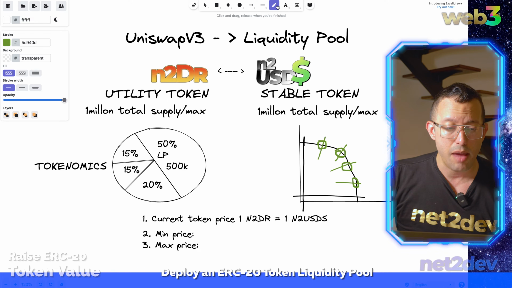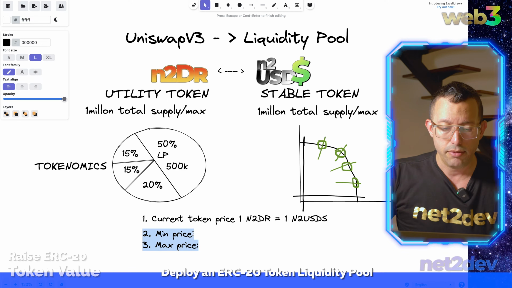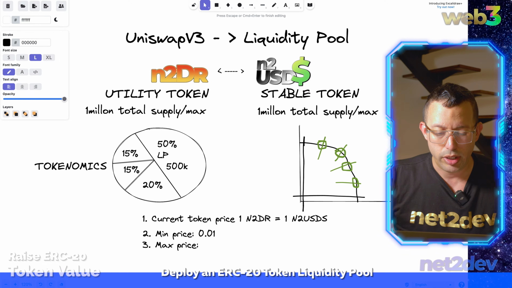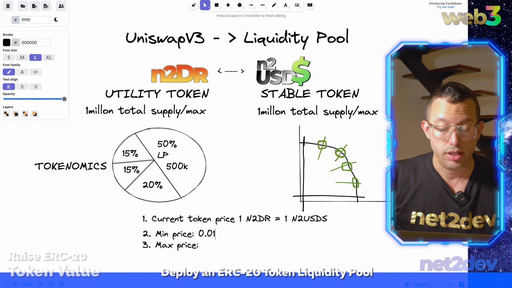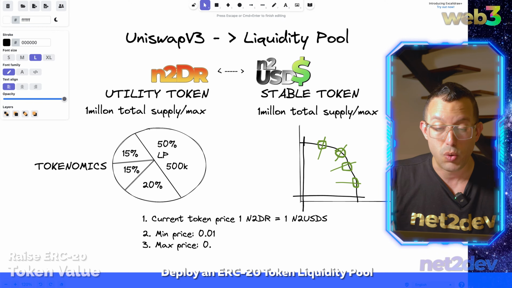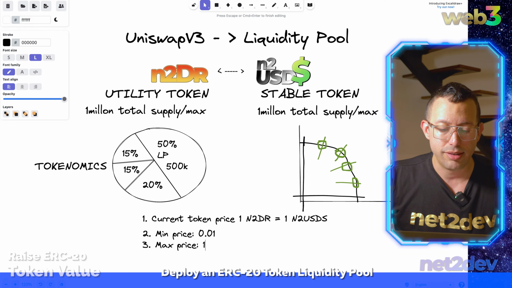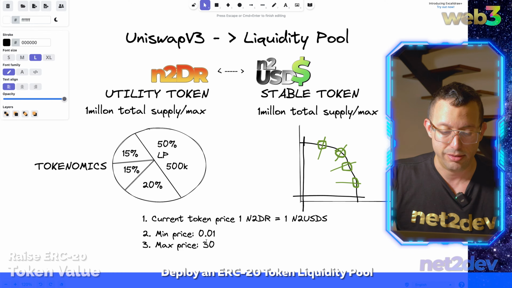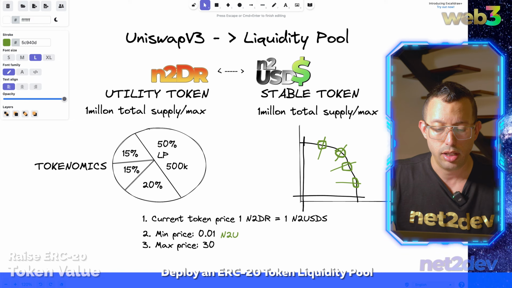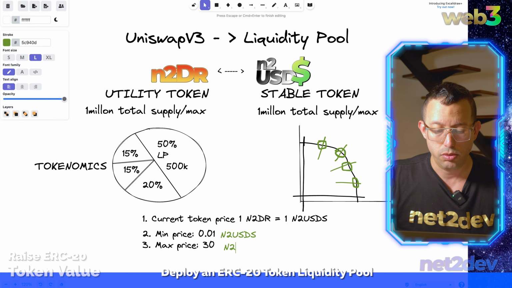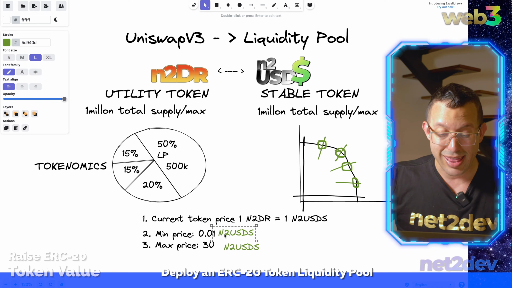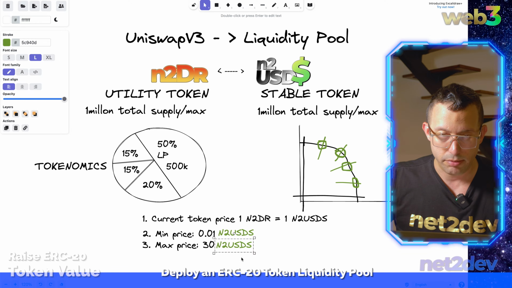So we are going to set a minimum price and we're going to set the maximum price, okay? So we are going to say that the minimum price that this token can be exchanged in the liquidity pool is 1.01 USDS, okay? And the maximum price, let's say the token can go all the way to 30 USDS, okay? So we will have a minimum price and a maximum price in USDS. That will be the stable coin, okay? So that will be the maximum price in the liquidity pool and the minimum price, okay?